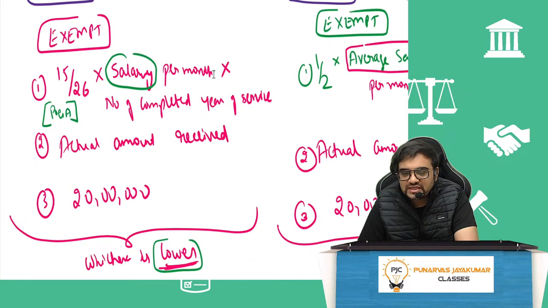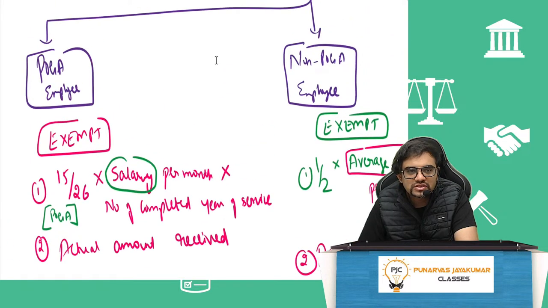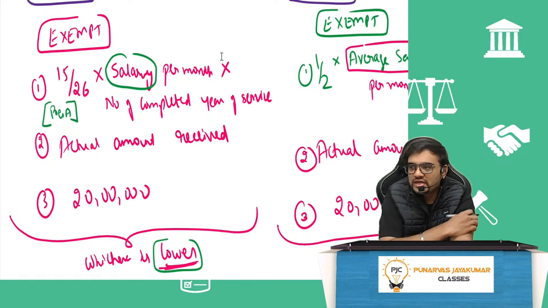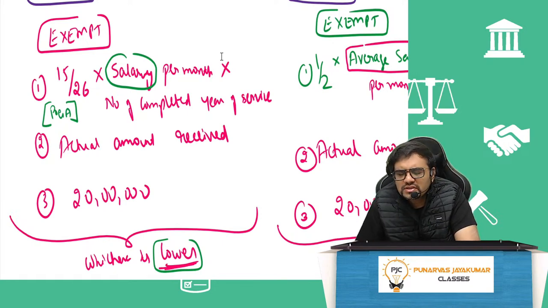Then what part is exempt? Then this formula is there: 15 by 26, as per the Payment of Gratuity Act anyway. 15 by 26, this is like roughly half a month. 26 is working days in a month, Sundays you exclude. So 15 by 26 is like 15 working days, half a month of working month, into salary per month into number of completed years of service. It's actually, to be honest with you, half month salary into number of years that you worked. This part is exempt.